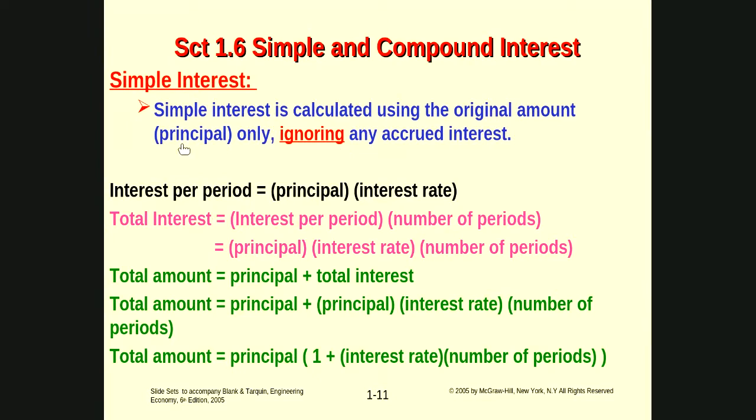These are the formulas. We go one by one. The interest per period is the principal, which is the original, multiplied by the interest rate. Interest rate per period, the interest for the period of the loan or the contract.